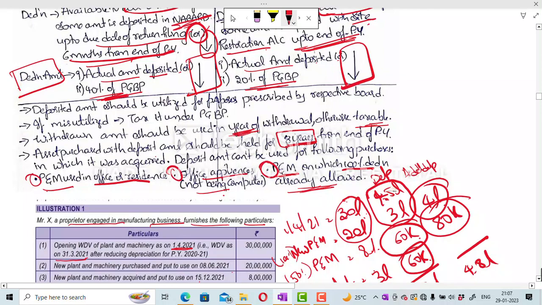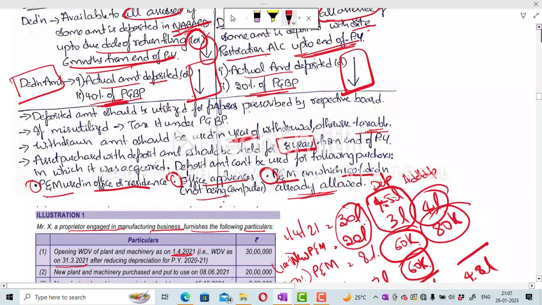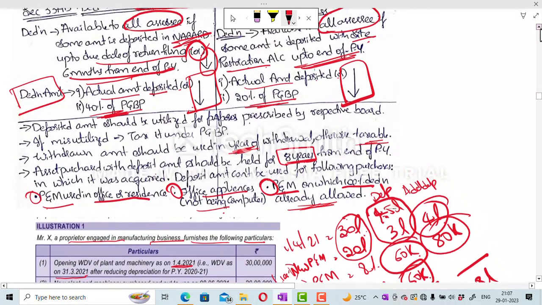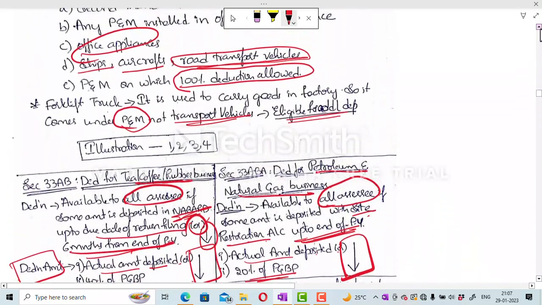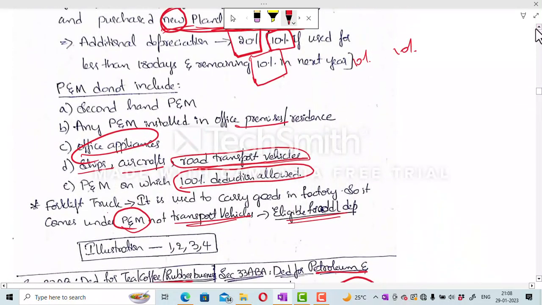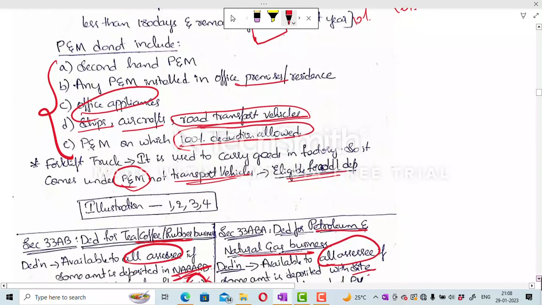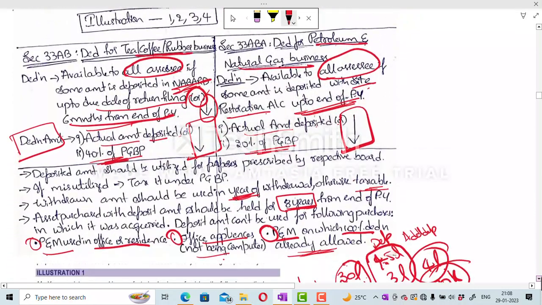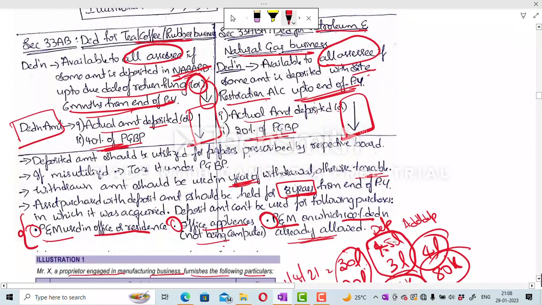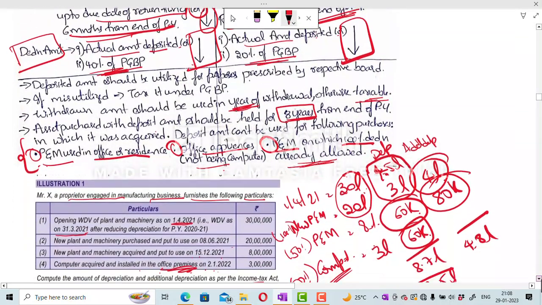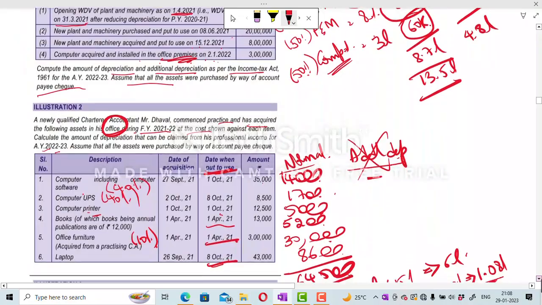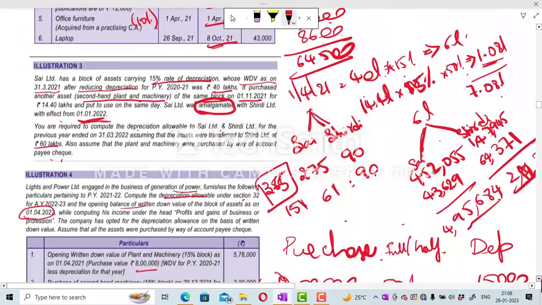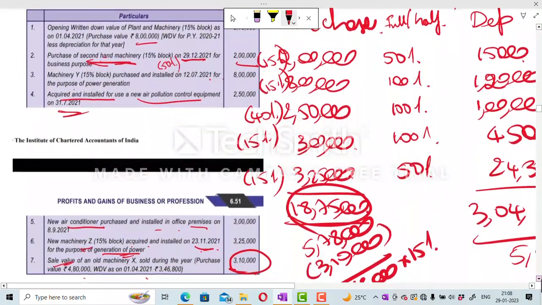Don't forget to remember, because people get confused, because here we have additional depreciation. We cannot take additional depreciation on these 5 assets, and we cannot use the deposited amount for these 3 assets. Don't confuse between all this. We will get many more like this. At the end, I'll give one list of assets, like which is not eligible for which section.